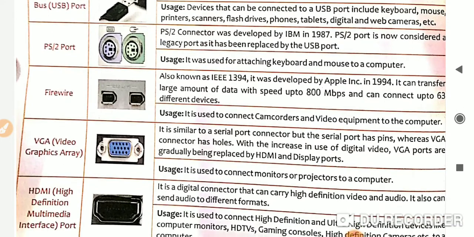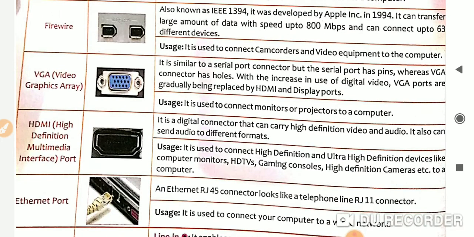Next is the PS2 port. This PS2 connector was developed by IBM in 1987. It is now considered a legacy port, as it has been replaced by the USB port. Earlier it was used for attaching keyboard and mouse to a computer.